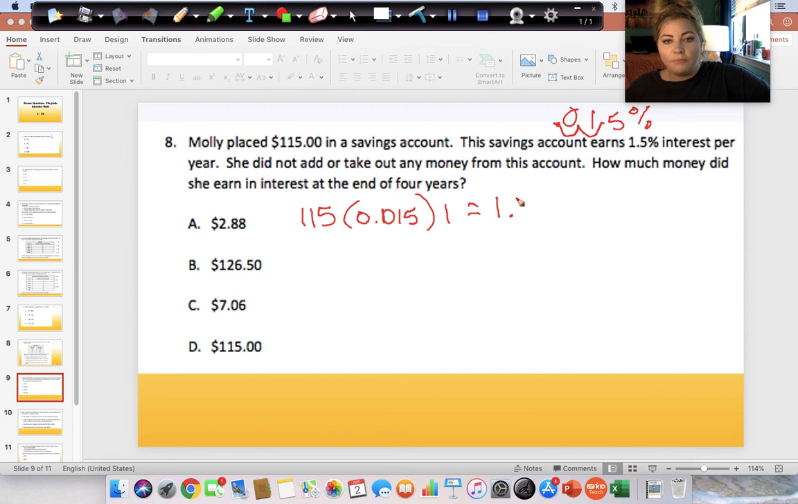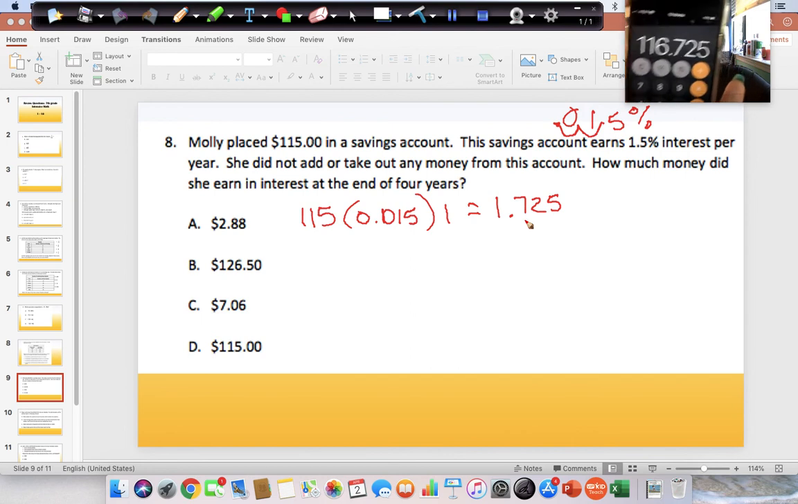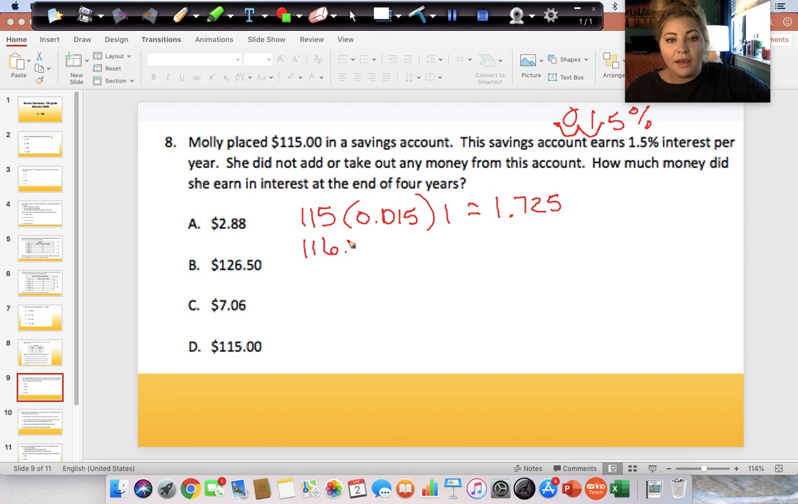Okay, so then the next year, we have to add this back to the amount that she put in originally, which is the 115. This is our new amount, because she made 1.725 that first year. Just from leaving her money in her savings account, she made a little more than $1.72. So, which is better than nothing, right? That's better than spending that money. So, this is how much she made that year, and it added to the amount she already had in there.